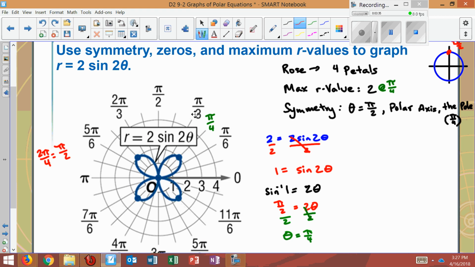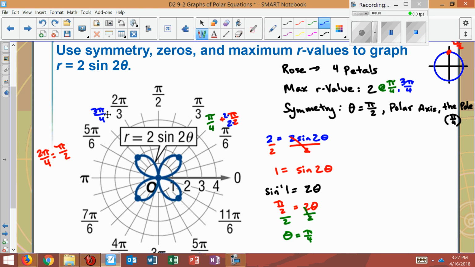We have a new max. If I add pi over 2 to pi over 4, I'll get this next one over here. I need a common denominator, so I multiply top and bottom by 2. So what is pi plus 2 pi? That would be 3 pi, over 4. So now I have pi over 4 and 3 pi over 4.